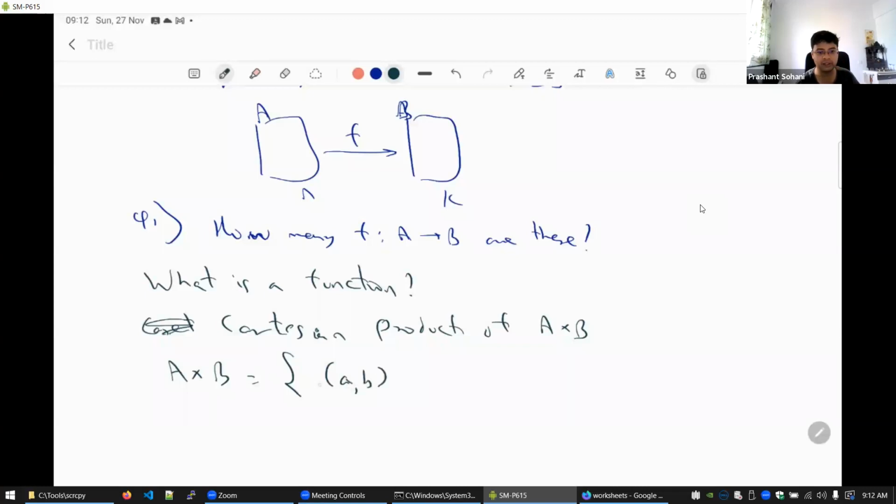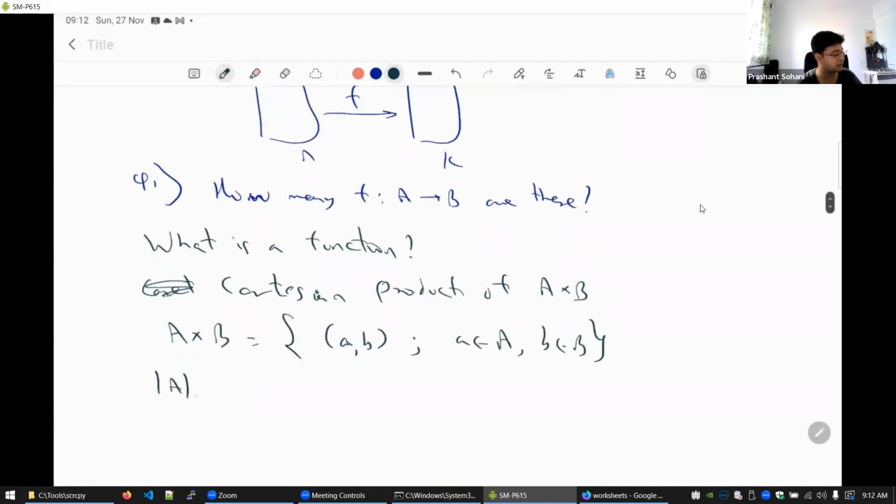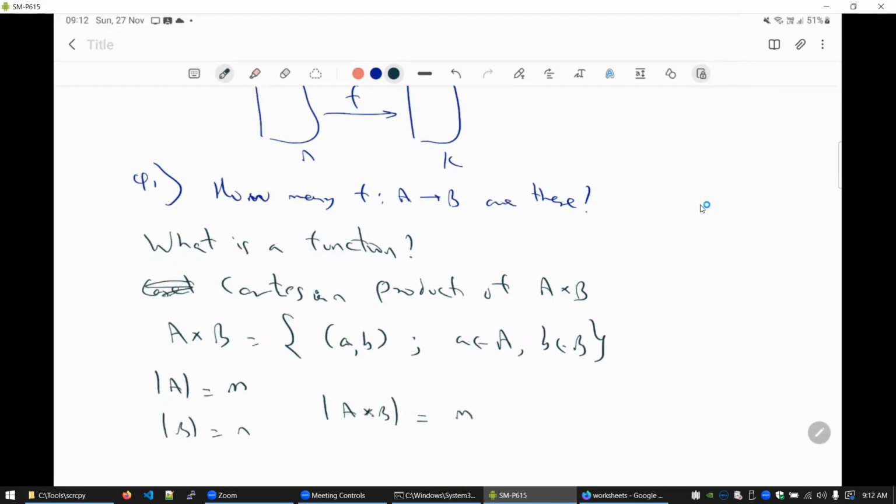So it is a pair and the order matters, such that a comes from the first set and b comes from the second set. So let's say if you know the number of elements in the first set as M and the second set as N, how many elements will the Cartesian product have? M into N, right? Because basically every element of the first set and every element of the second set will get combined, right?